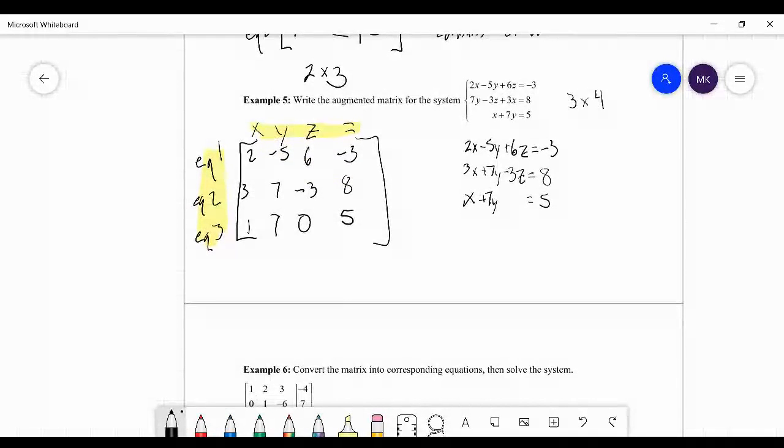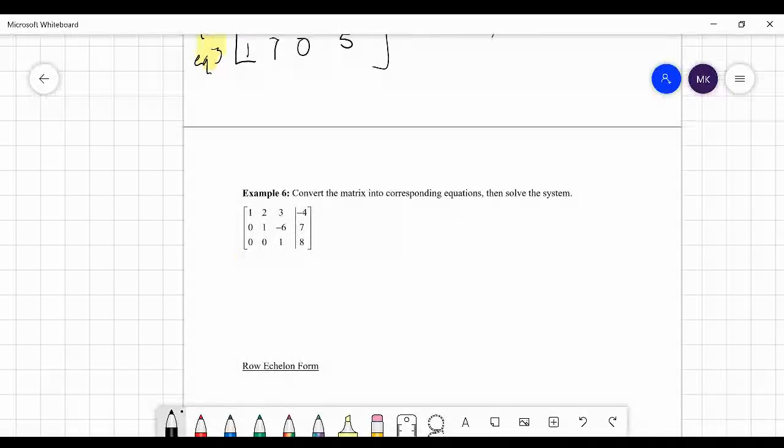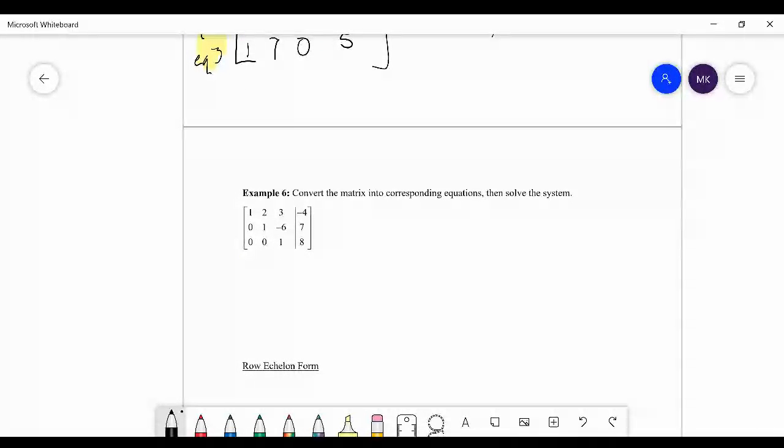So that's that problem. Now let's talk about how we go from a matrix back to a system of equations. It's actually really easy if you just remember the way we created our matrix from our system of equations. So if you will, this would be equation 1, equation 2, equation 3. Here's our x, y, z, and the result.